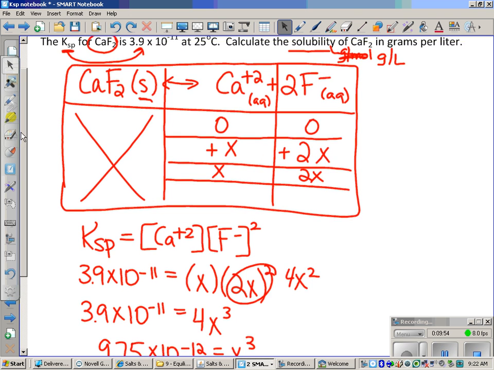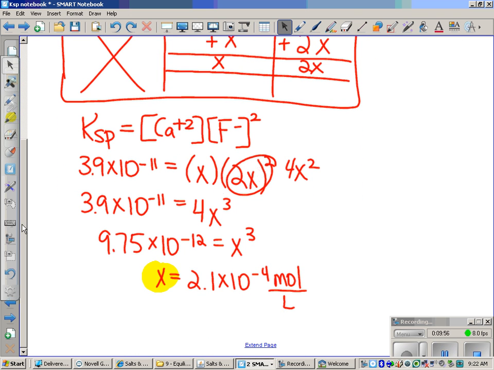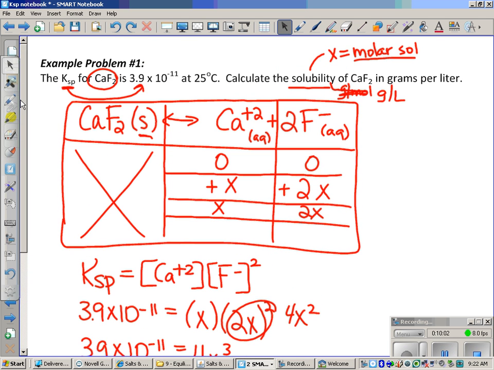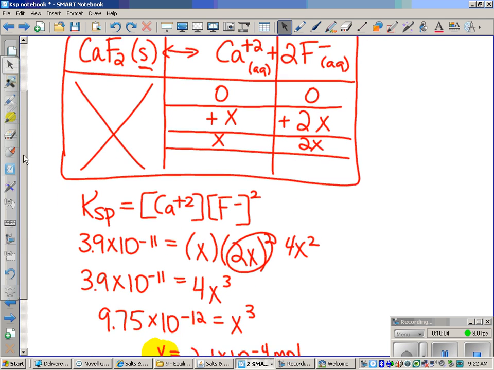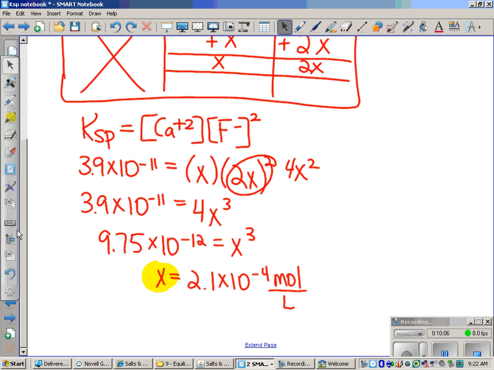For whatever we were solving for in this problem, which was CaF2, that's how many moles we have per liter of CaF2. I wanted grams per liter because the problem asks for solubility, not molar solubility. So I'm going to do one final step here and get rid of the unit of moles of CaF2 and convert it into grams. I'm just taking my moles per liter and making it grams per liter.